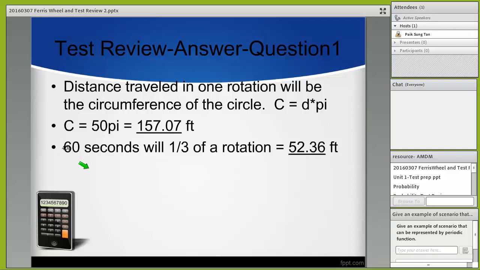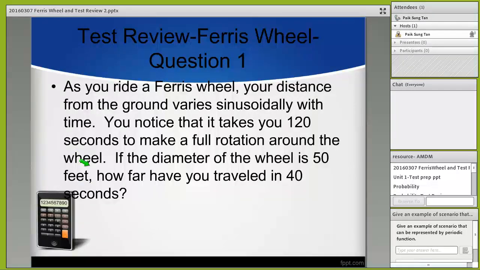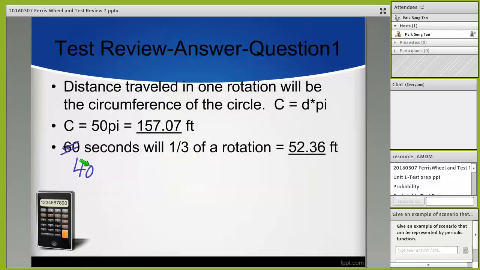It should be 40, because the question asks for 40. 40 seconds is 1/3 of 120 seconds. So that's why 40 seconds is 1/3 of the rotation. So you use 157.0 divided by 3. You should get this answer, okay?